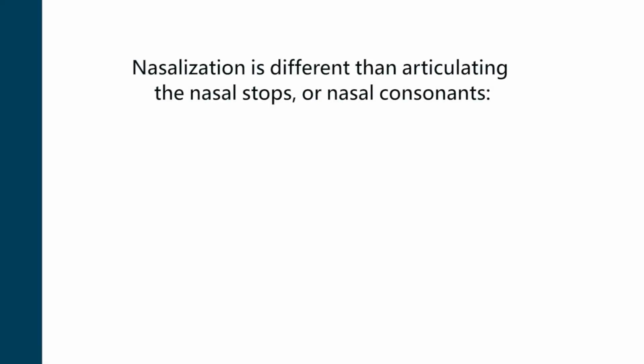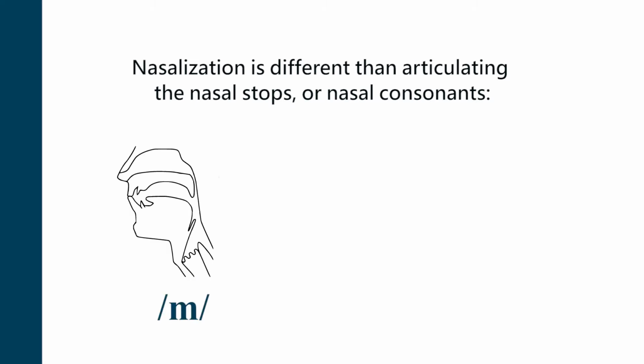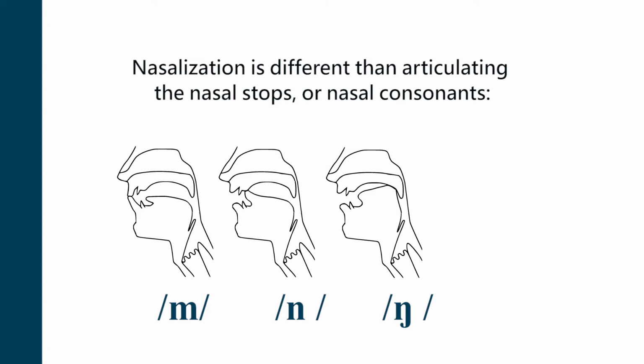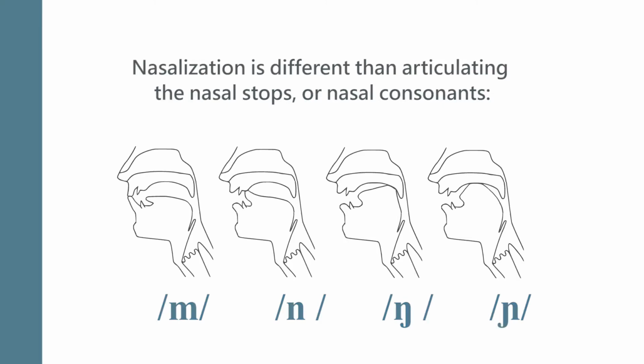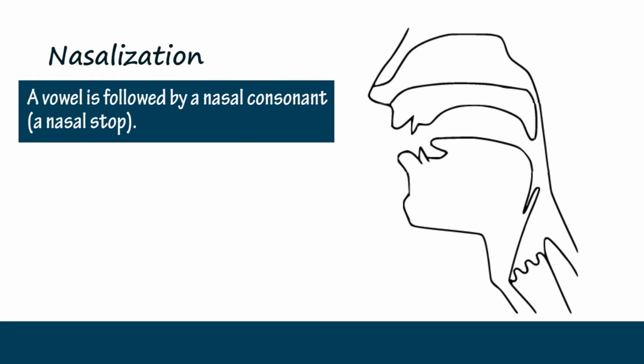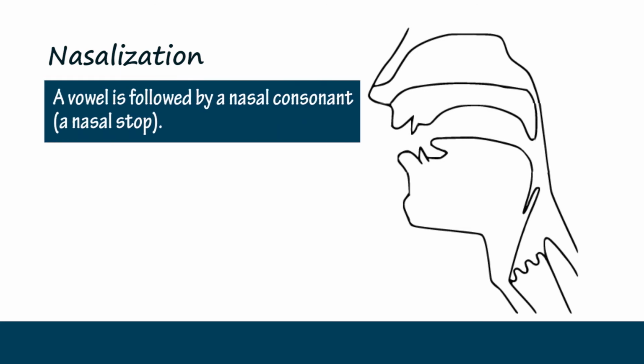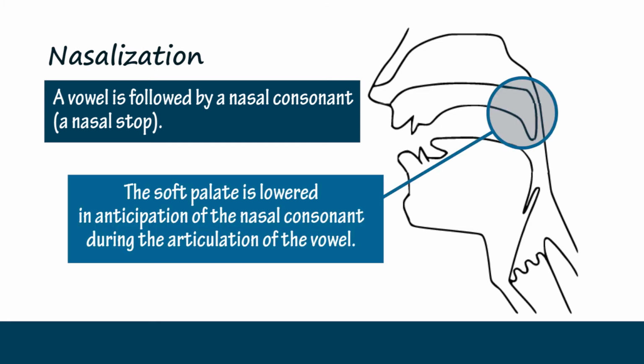Nasalization is different than articulating the nasal stops or the nasal consonants, such as m, n, ng, or the Spanish sound ñ. So these are nasal consonants or nasal stops. Nasalization is a different thing. In nasalization, a vowel is followed by a nasal consonant or a nasal stop. In the process of pronouncing the string of sounds in which the vowel plus nasal consonant string occurs, one lowers the soft palate in anticipation of the nasal consonant during the articulation of the vowel.